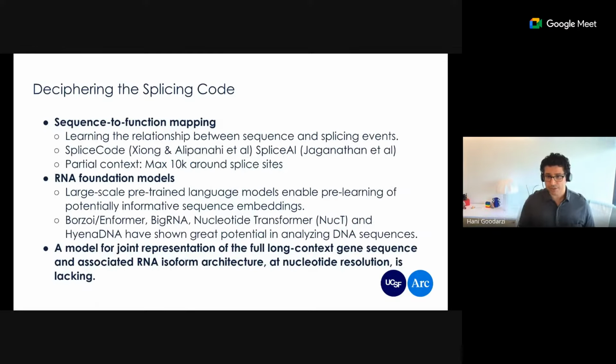Understanding how this process is regulated is not a new problem in biology. It has been around for many years, so we're really standing on the shoulders of giants, as one would say. There are a variety of different modeling approaches over the years, under the category of sequence-to-function mapping in machine learning, that have really tried to tackle this problem, basically learning the relationship between sequence and splicing.